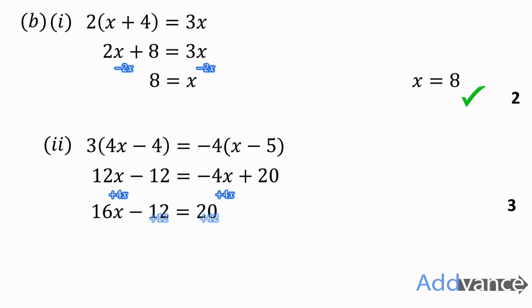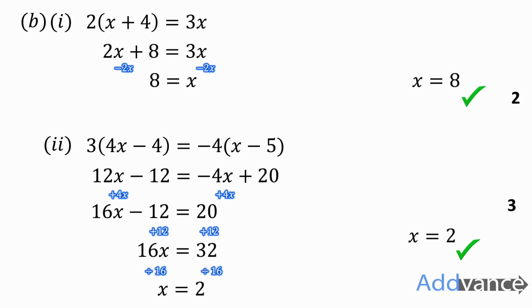We've got rid of the minus 4x by adding it to the other side. Get rid of the minus 12 by adding 12 to both sides. We get 16x equals 32. And we divide by 16. x equals 2 is the final answer. And that is the final answer. We have now completed question 3.